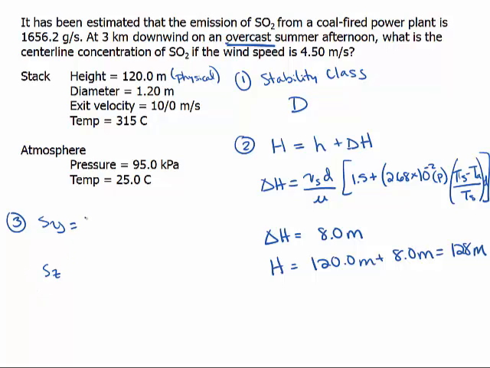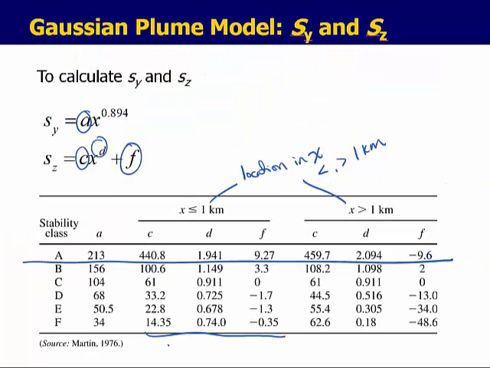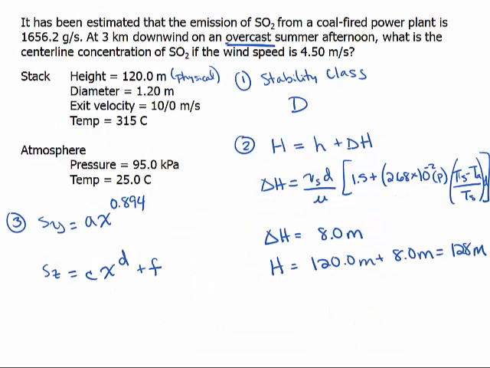You'll use the relationship of S of y equals A times x to the 0.894, and S of z equals C times x to a D coefficient plus F. You'll use this table to find that. In this situation, we're looking at stability class D, and it was given that we're looking at a location 3 kilometers downwind, which is greater than 1, so we're going to use these coefficients in the problem. If you substitute those in, you should be able to find 181.6 meters and 65.4 meters.